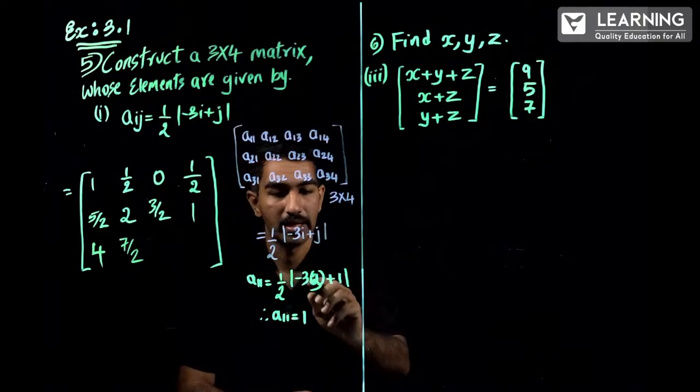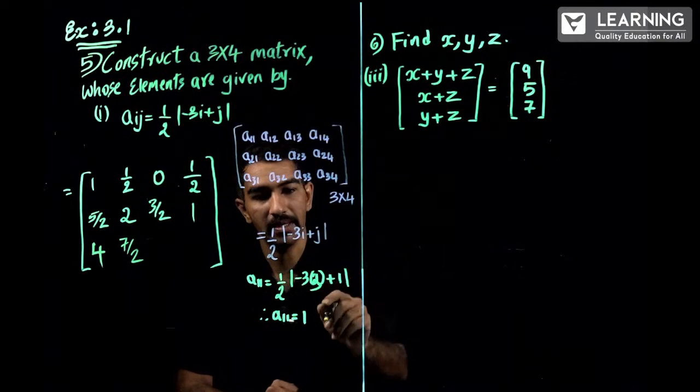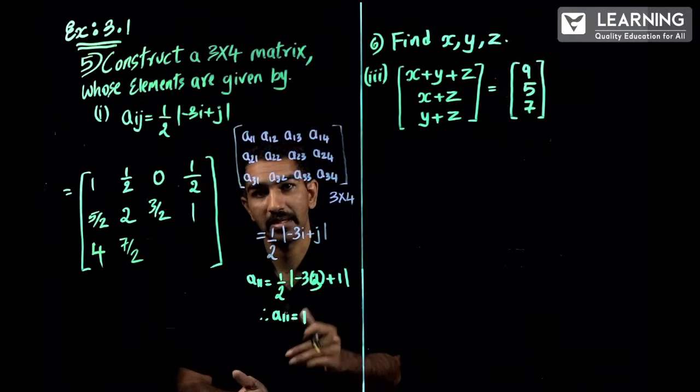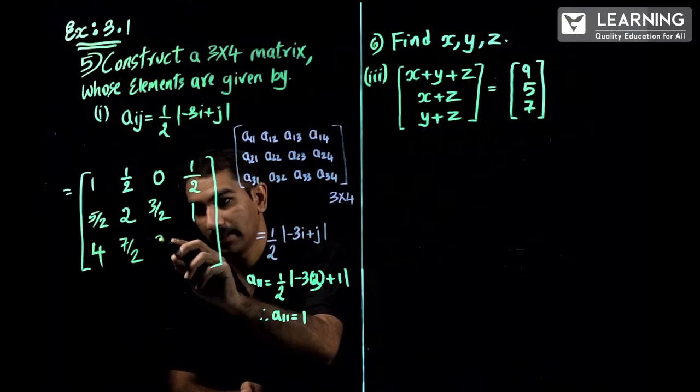Next, 3, 3. Minus 9 plus 3 is minus 6. Mod of minus 6 is plus 6. Plus 6 divided by 2 is 3.